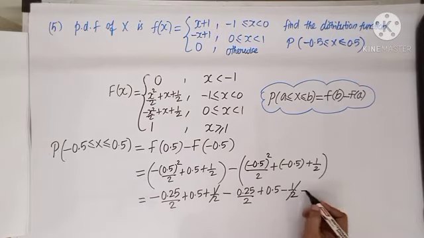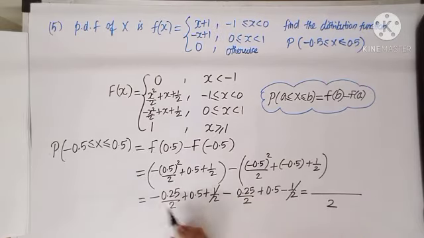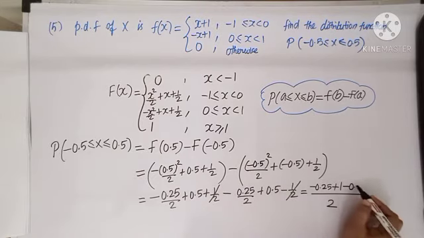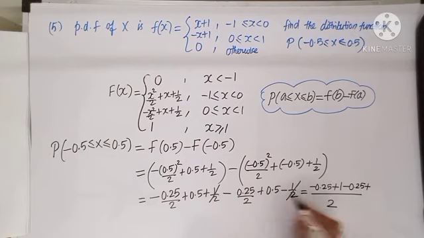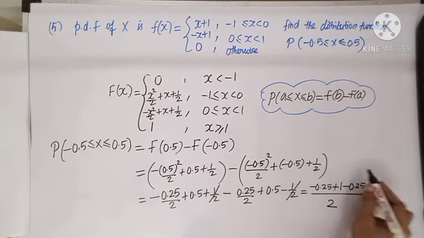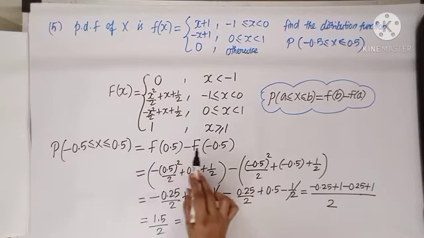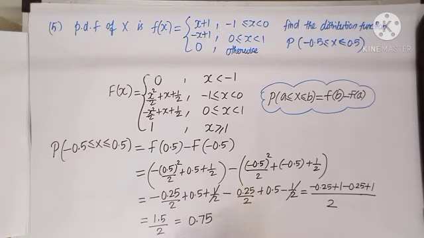Taking LCM 2, it is minus 0.25 plus 2 into 0.5, which is 1, minus 0.25 plus 2 into 0.5, which is 1. 1 plus 1 is 2. 2 minus 0.25 minus 0.25 gives me 1.5 divided by 2. And my answer is 0.75. So, using the idea of capital F of x, I can find it like this.